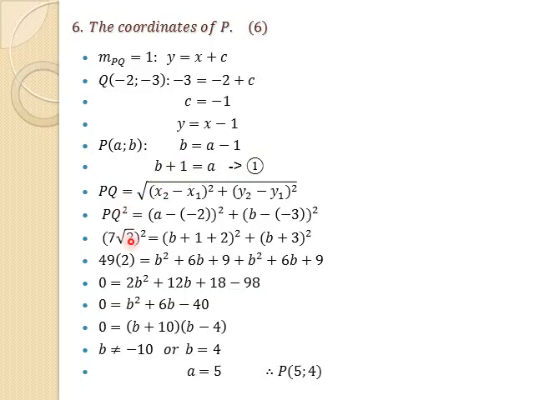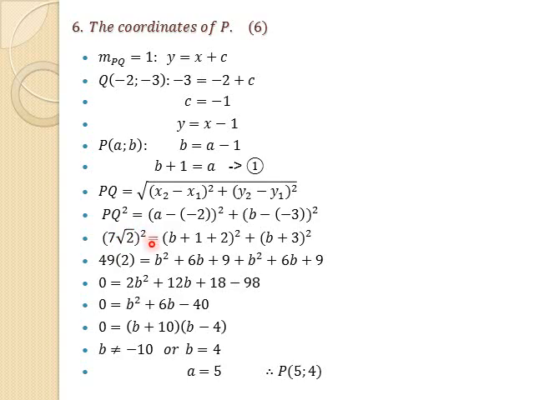Right, because I have the length of PQ, I'm going to use the distance formula. It states PQ equals the square root of (x2 minus x1) squared plus (y2 minus y1) squared. If I square both sides, I can get rid of the square root, so PQ squared equals, in the place of x2, (a minus minus 2), (p minus minus 3) squared. But a must now be p plus 1. So in a's place, p plus 1, negative times negative gives me plus 2, so p plus 3 squared, and PQ is 7 square root 2 squared.